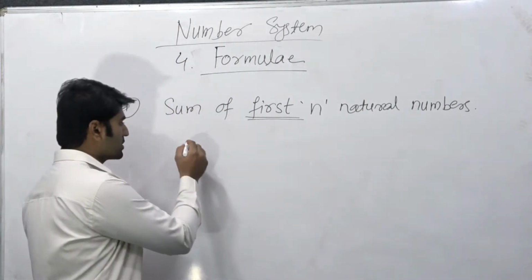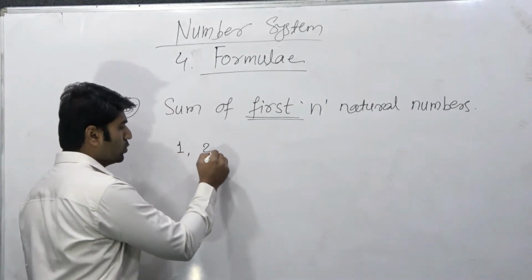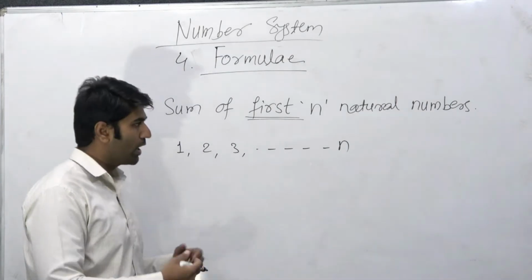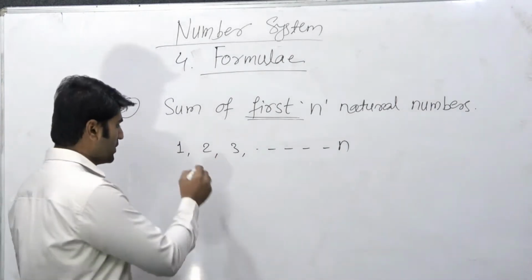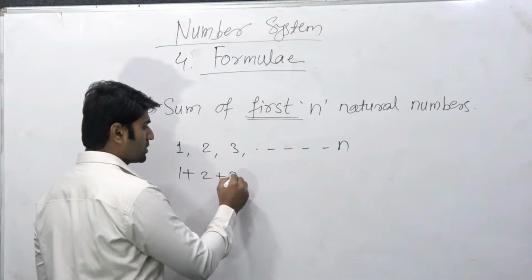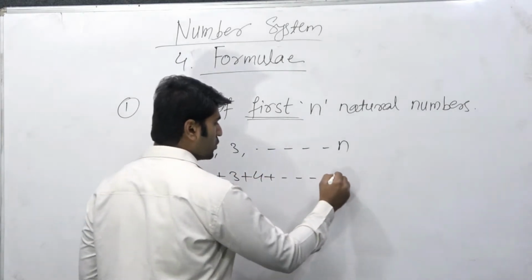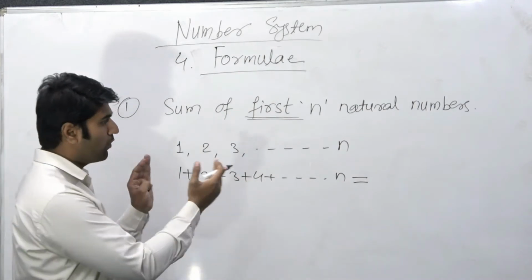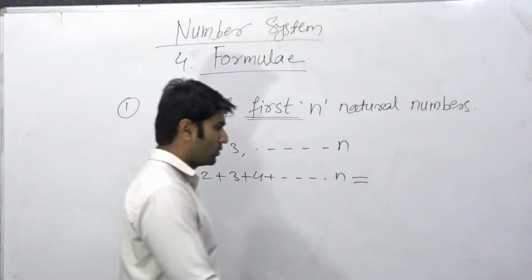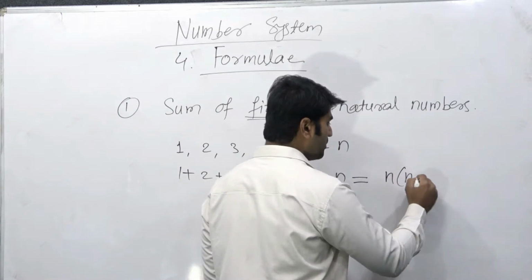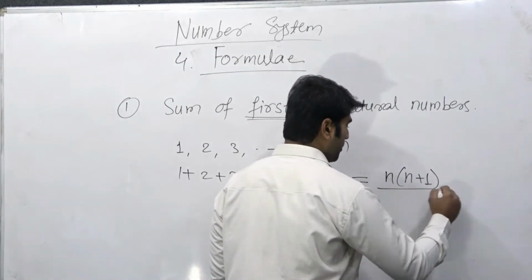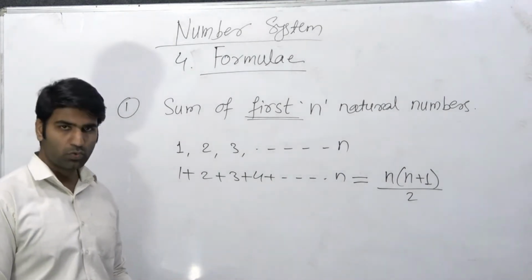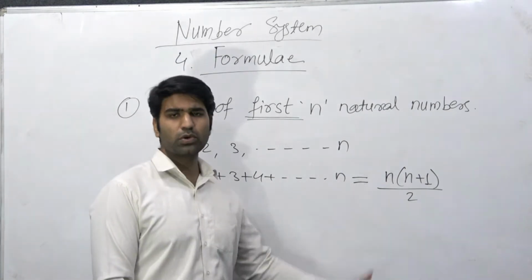So if the series starts with 1, then 2, 3 up to n numbers, and we have to add these numbers, means 1 plus 2 plus 3 plus 4 up to n, then the formula for sum of these n numbers is equal to n into n plus 1 upon 2. N into n plus 1 upon 2. So n is equal to total numbers.